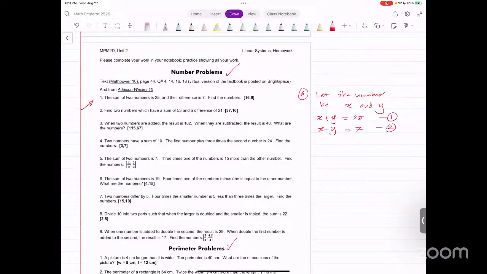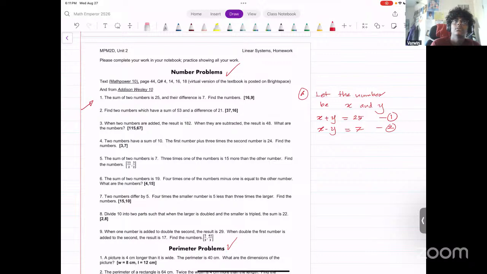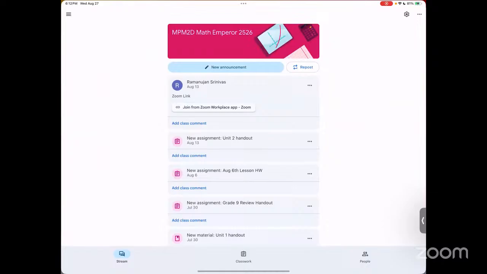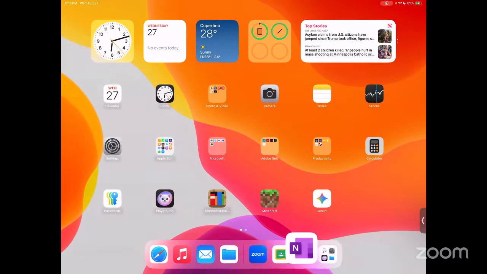Varun, what did you get for X and Y? Did you start to work on the question? Yeah, I did it for my homework. You did your homework? All right, how do I know you did your homework? I want to see the work. A couple of places I can see it. One place is this handout, new assignment, August 13th. You can take pictures and upload your work.